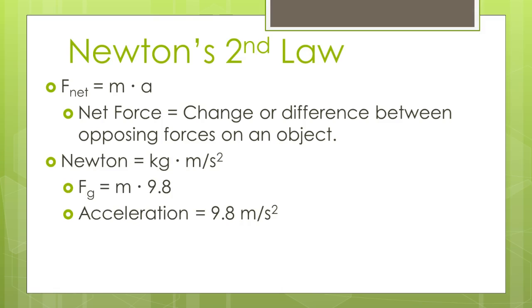If we look at the unit of force, newtons, we see kilograms times meters per second squared. That's the real unit for a newton. If we look at the formula for the gravitational force, well, mass is kilograms, and 9.8 must be meters per second squared. So that means when we look at acceleration of objects when they fall on the planet Earth, 9.8 also represents the acceleration of all objects falling towards the Earth.